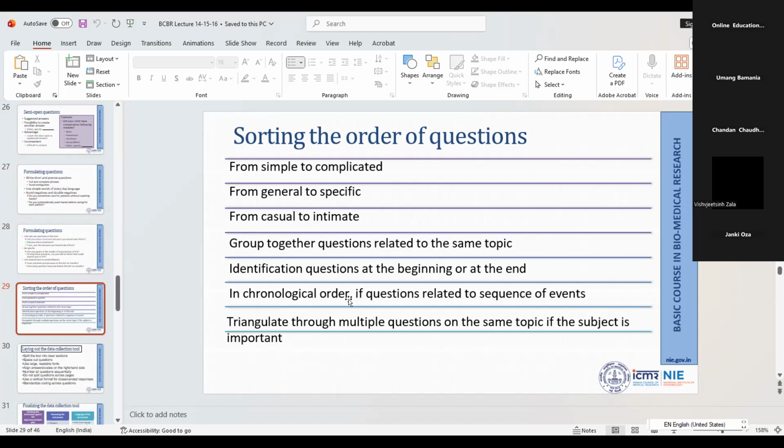Then arrange the questions in chronological order if the questions are related to any sequence of events. For example, with food poisoning, we have to keep the questions in order: where you ate last night, what symptom first started, where you got treatment, like that. Then triangulation: multiple questions on the same topic if the subject is important. If getting the answer is important, we will ask that question multiple times in different sections and compare the answers every time to check whether they are consistent or not. So it is called triangulation.